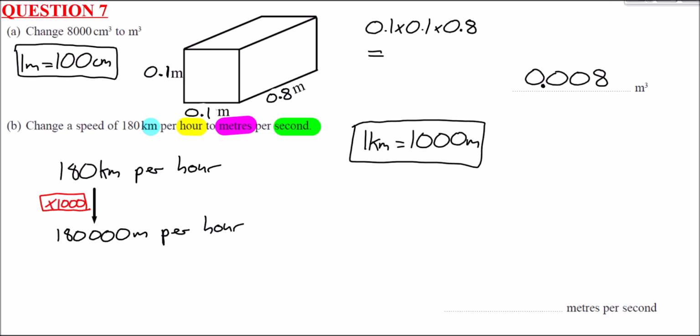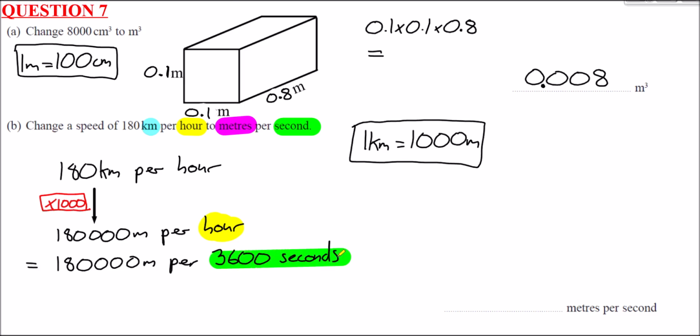Next though, we can think about how many seconds an hour is. There's 60 seconds in each minute and 60 of those minutes in each hour. So an hour is 60 times 60, which is 3,600 seconds. So I can change that to 180,000 meters, and per hour is the same as saying per 3,600 seconds. So I've converted from hours into seconds, and over here I converted from kilometers into meters.